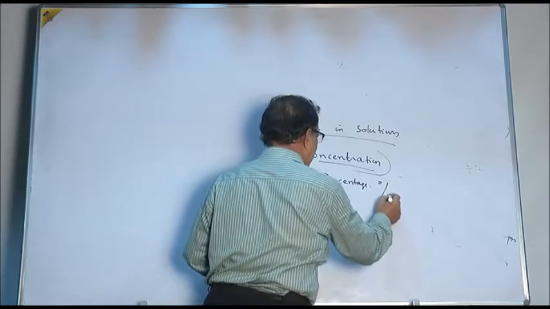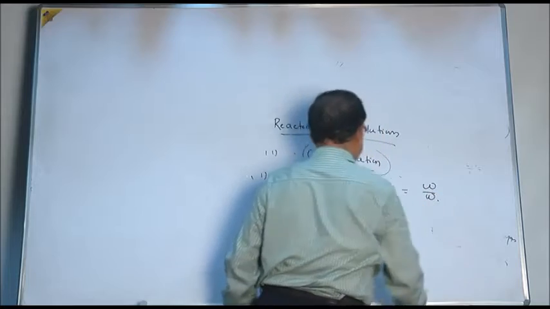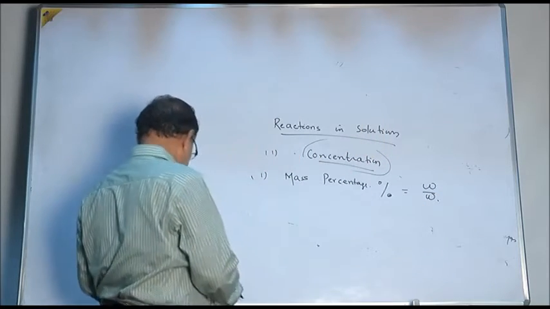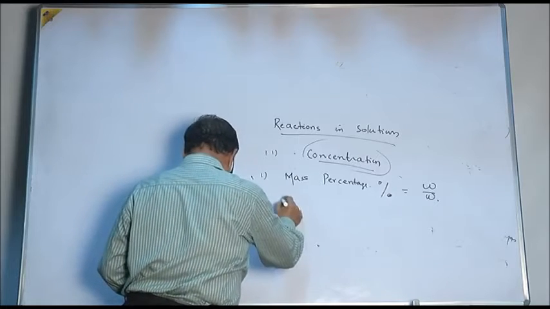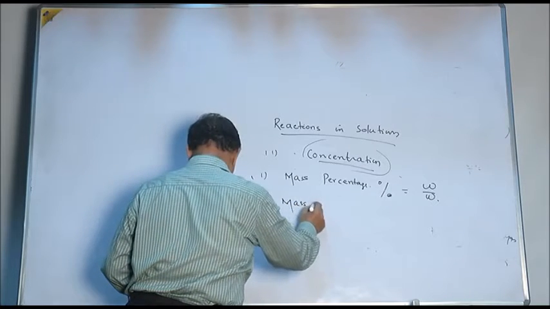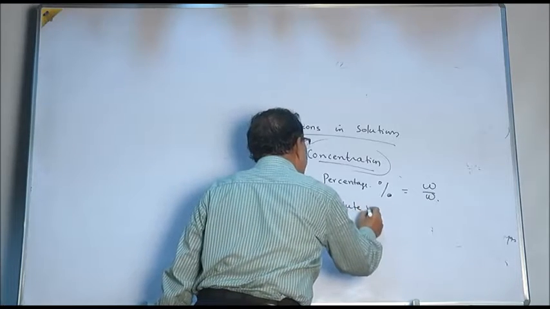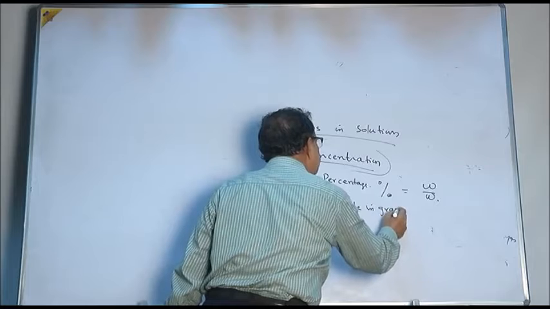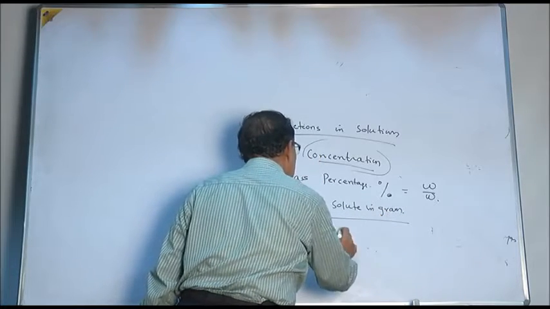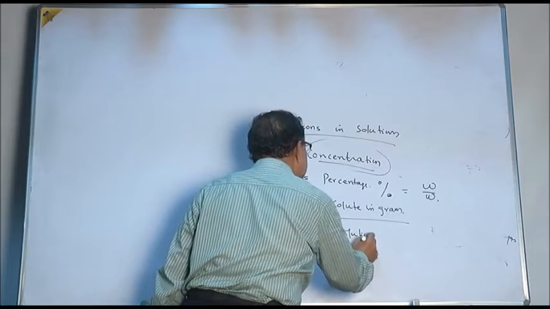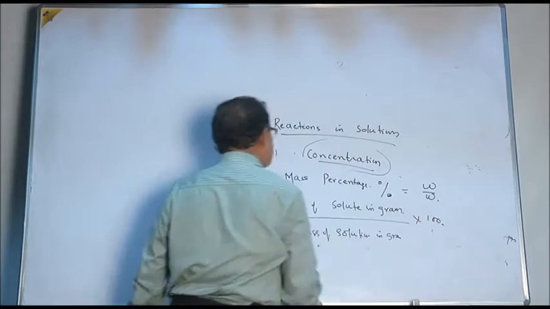Mass percentage is called W by W mass percentage. It is equal to the mass of solute in grams by the mass of solution in grams, into 100.